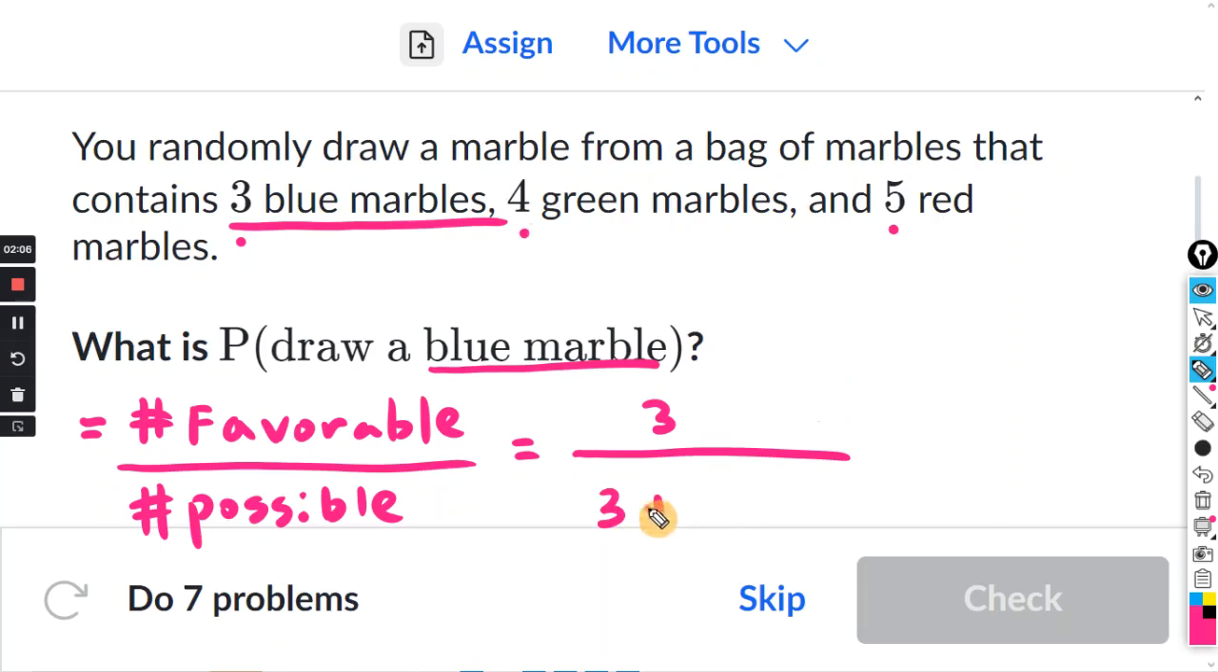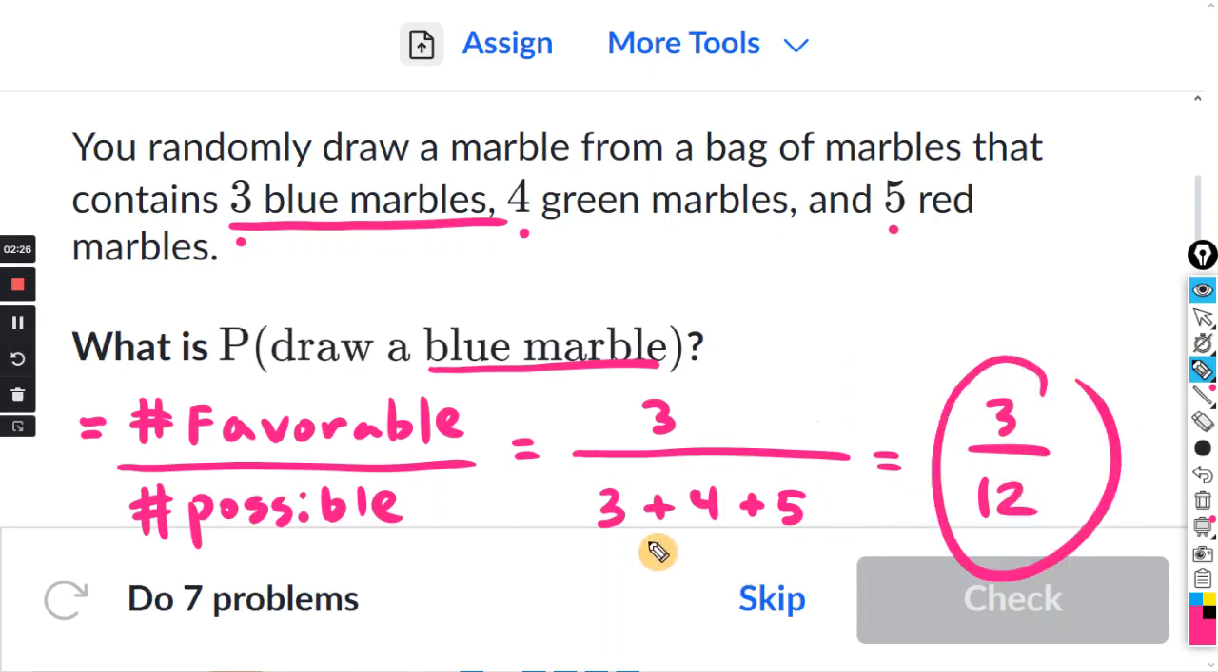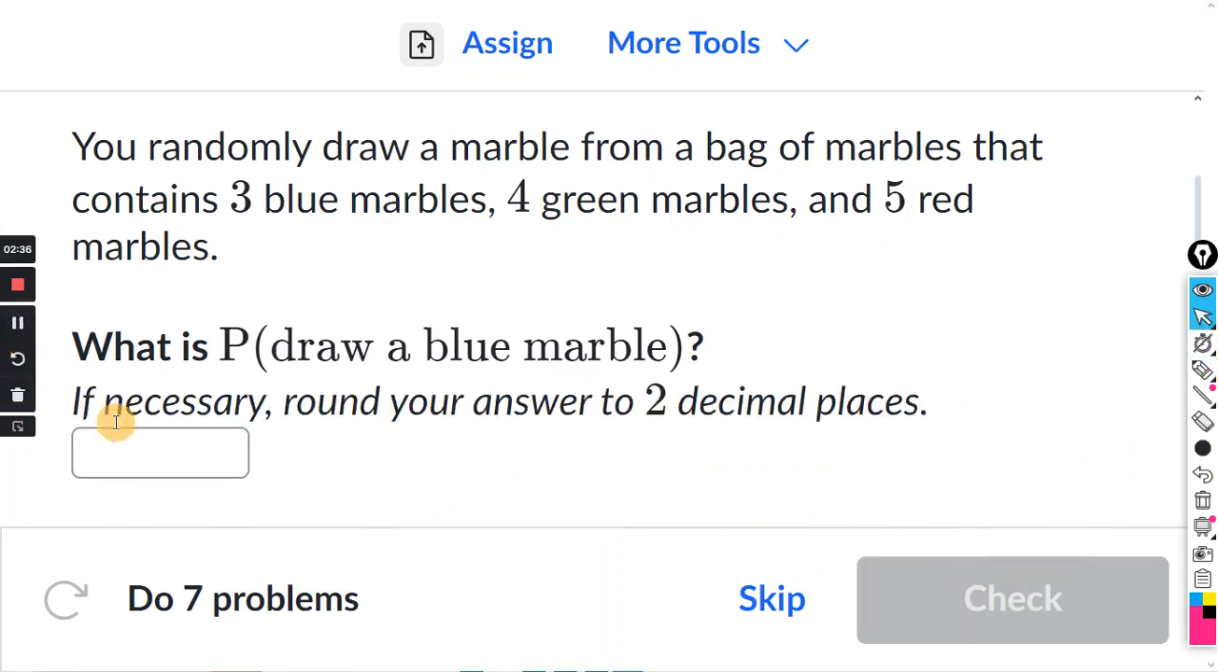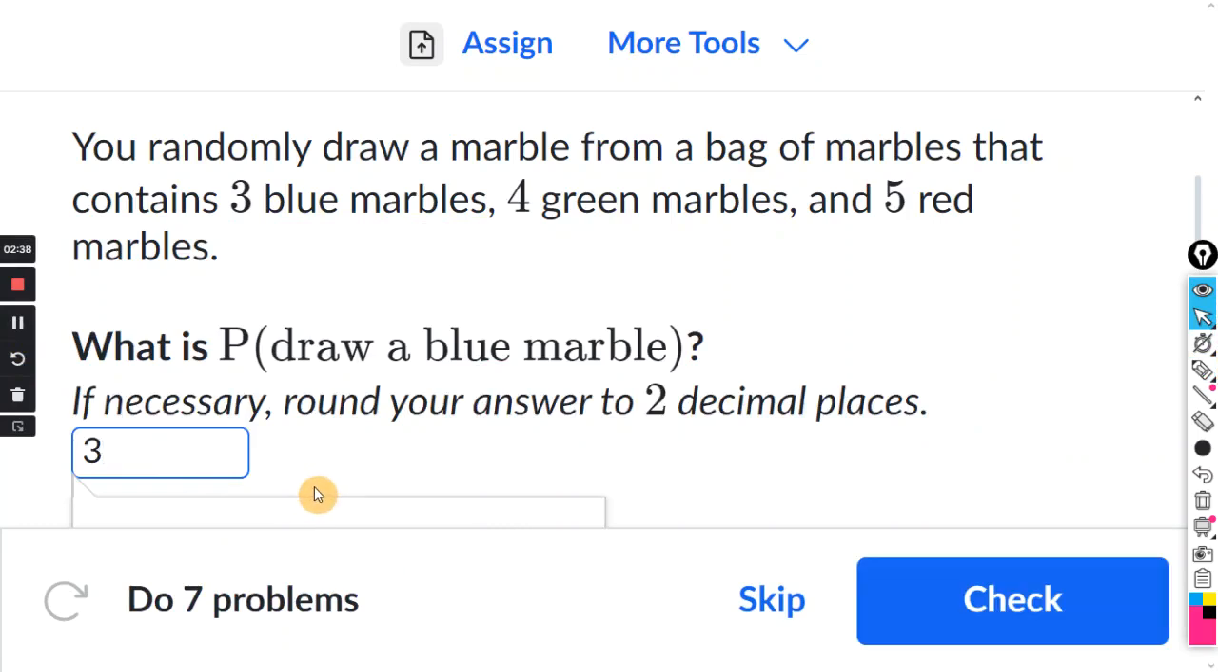That's 3 plus 4 plus 5. Remember I said in the intro, in general, the total will be going in the denominator. So the numerator is 3, and the denominator, 3 plus 4 is 7, plus 5 is 12. Now, you can certainly reduce that if you want to. You could certainly make it a decimal if you want to, but they take it as a fraction. So I'm just going to write 3/12 in the box. That's 3/12.